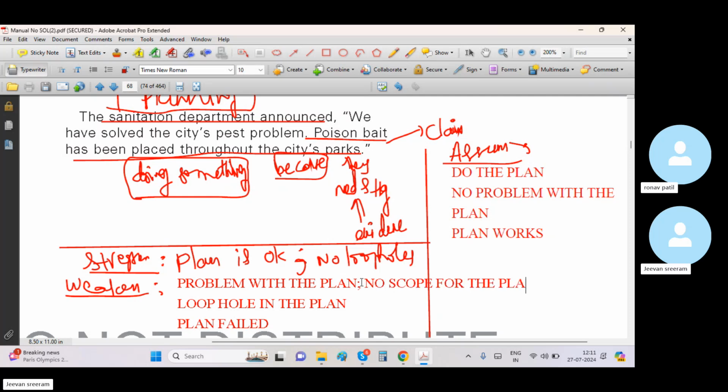No chance for the plan. You can't even apply the plan in this case. So if you come up with any case where you highlight the problem with the plan or a loophole in the plan, that weakens. If you come up with a case where there is no chance to apply the plan, again weakens. If you come up with any case where the plan was followed and failed, then that can also work like a weakening line. Is it clear?